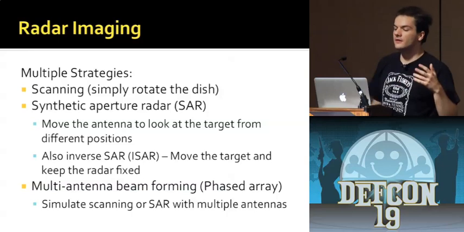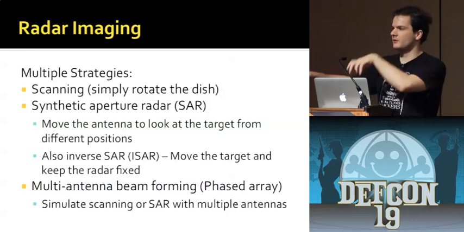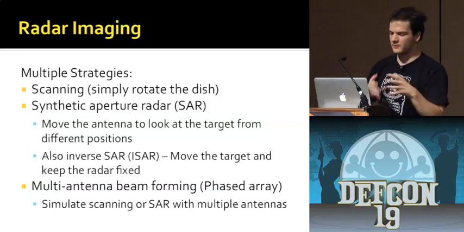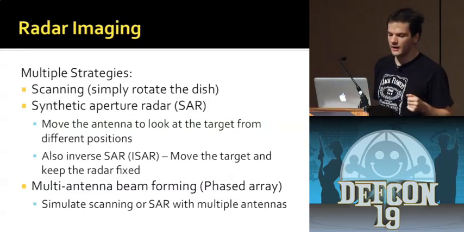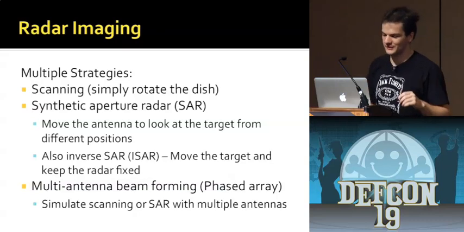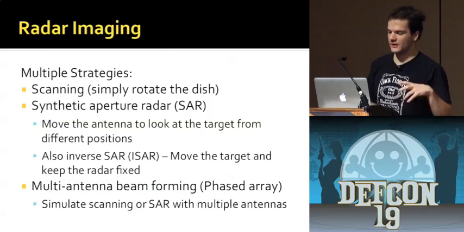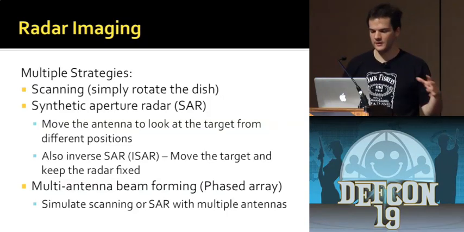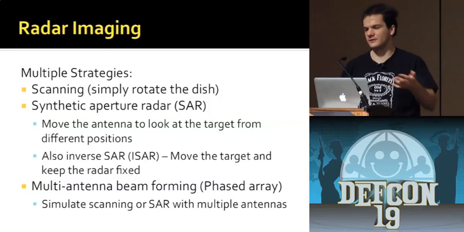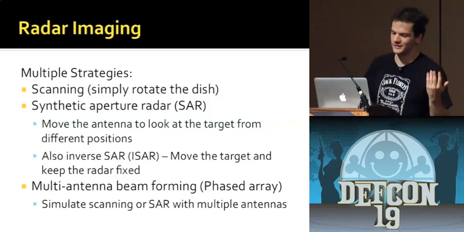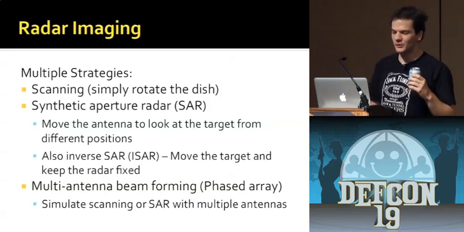But the idea is that you make it highly directional by simulating measurements from multiple places, and then you can combine all those measurements together and get a cross-range plot. I can't do that live right now, but I will show you some pictures of that. Another system is called inverse SAR, where you keep the radar fixed, but you move the target. This is if you want to get radar cross-section measurements of an aircraft or something.